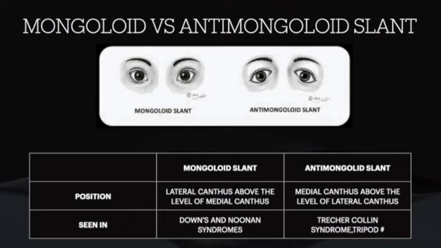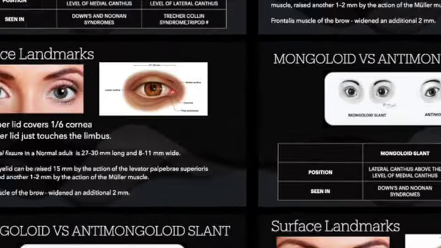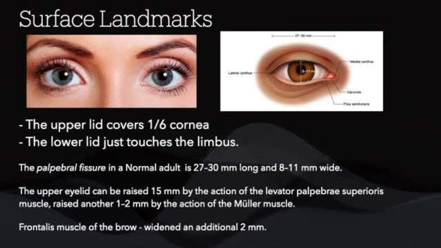Normally, the lateral canthus and medial canthus stay in the same line, but if the lateral canthus is above the medial canthus by around 2 mm, then we call it mongoloid slant. And if the medial canthus is above the level of the lateral canthus, it is anti-mongoloid slant. We usually see mongoloid slant in Down syndrome and Noonan syndrome, whereas we see the anti-mongoloid slant in Treacher-Collins syndrome and tripod fracture.